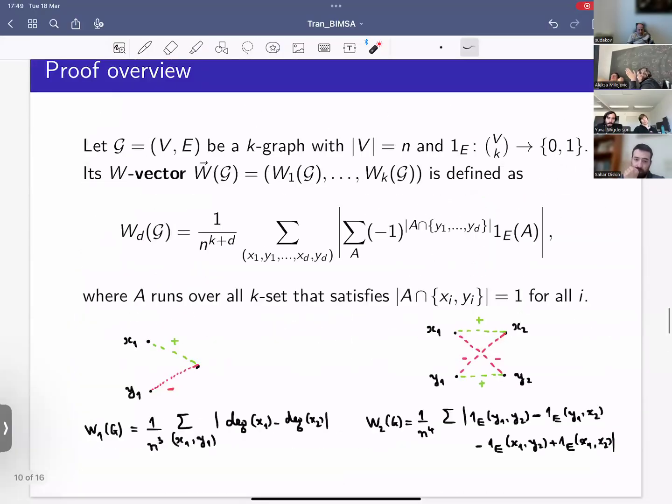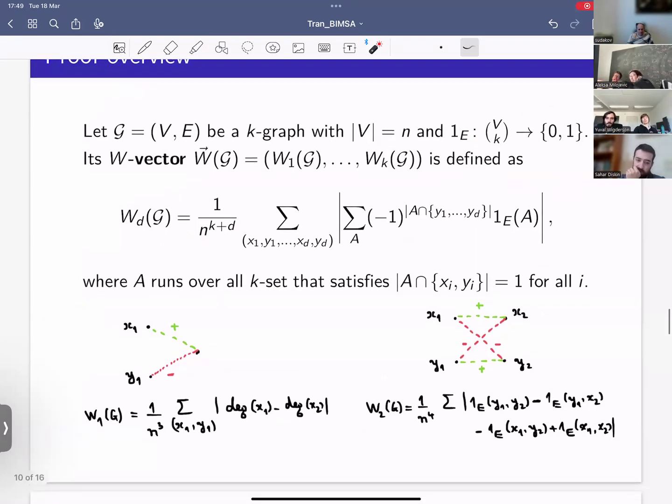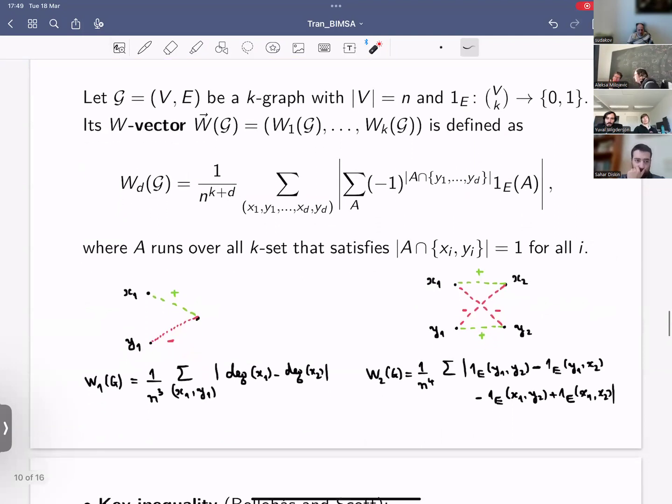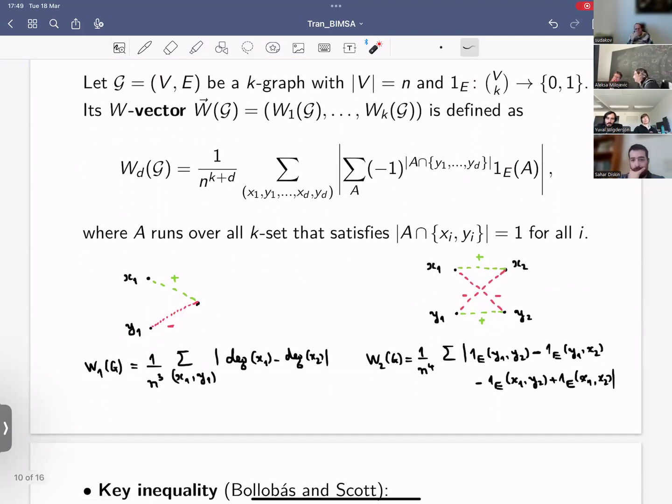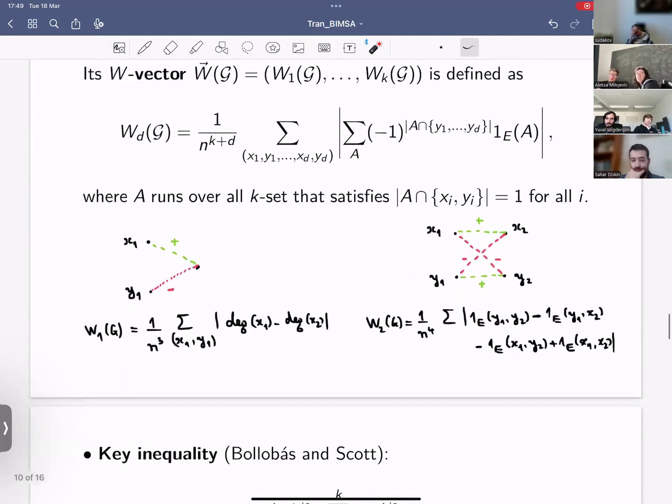Okay, let me make another remark. This is just a normalizing factor to make sure that WD is bounded from above by a constant. So we should think of WD as just a number between 0 and 1.